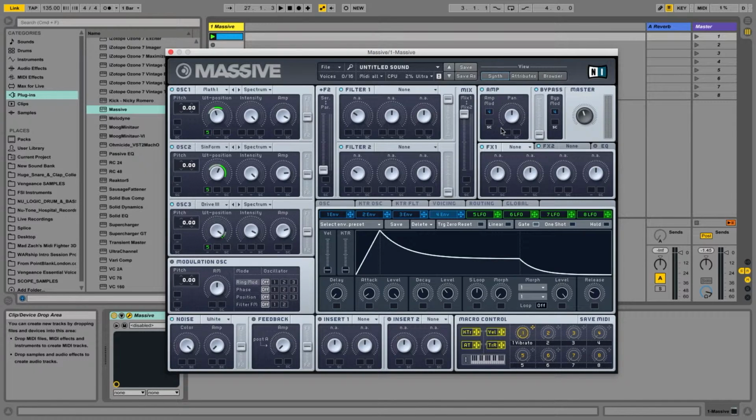Now, an amplifier, think of it like the volume knob in your car. If you turn it all the way down, you have no sound. If you turn it all the way up, you have a lot of sound. It's just a volume control.